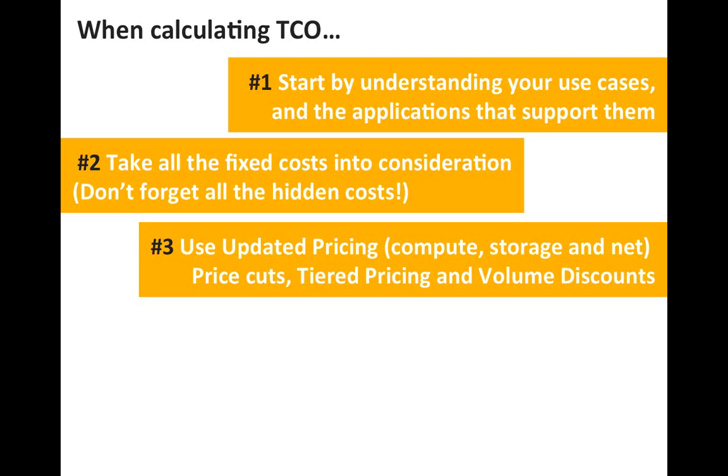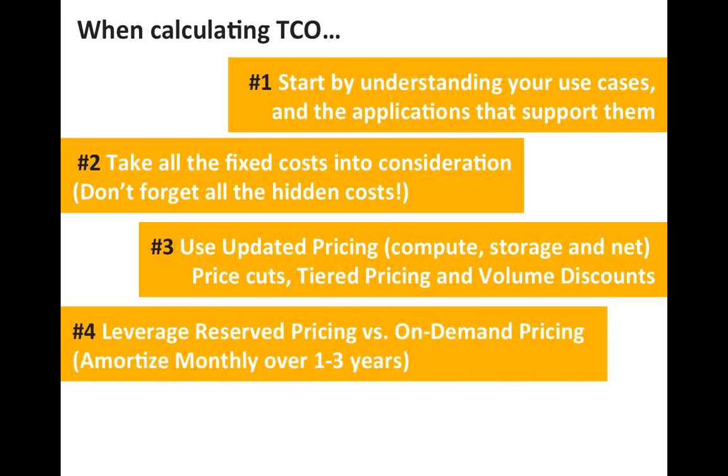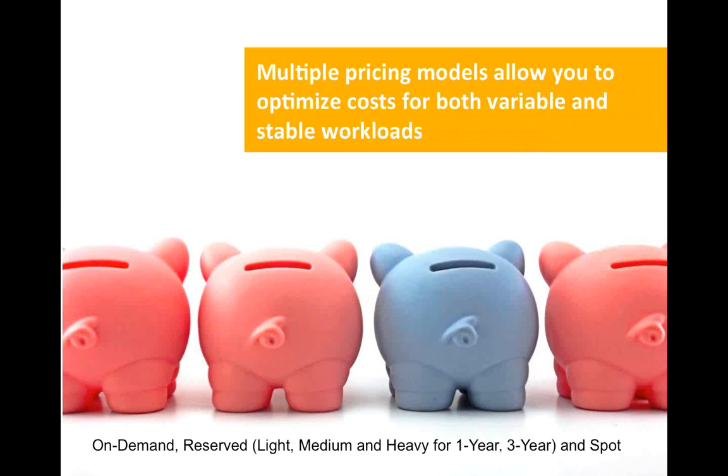Next, we'll go on to an area that I want to spend quite a lot of time on, because a lot of customers are very interested, but some are confused with this. It's reserve pricing and on-demand pricing. So reserve pricing and on-demand pricing, what it allows you to do is to amortize the cost monthly over 1 to 3 years. So by giving you multiple pricing models, it allows you to optimize costs for both variable and stable workloads.